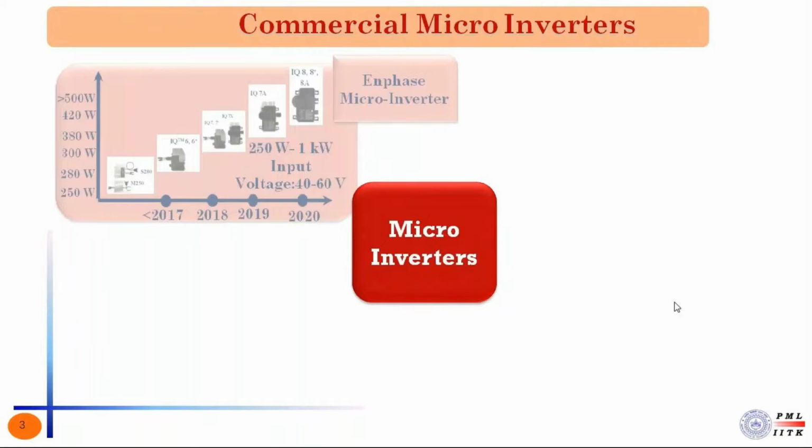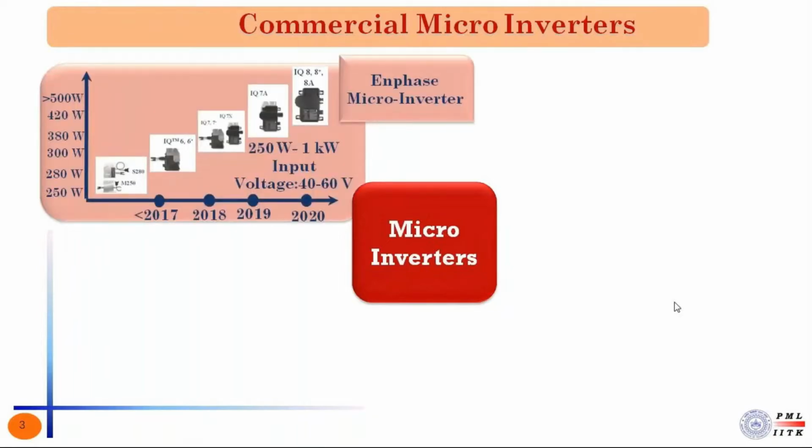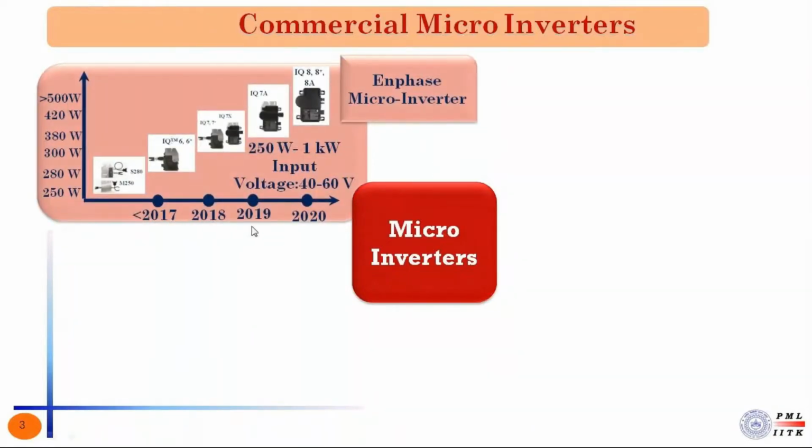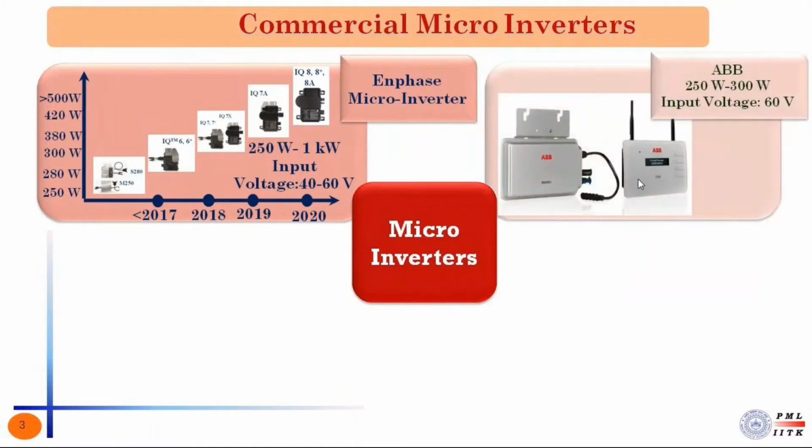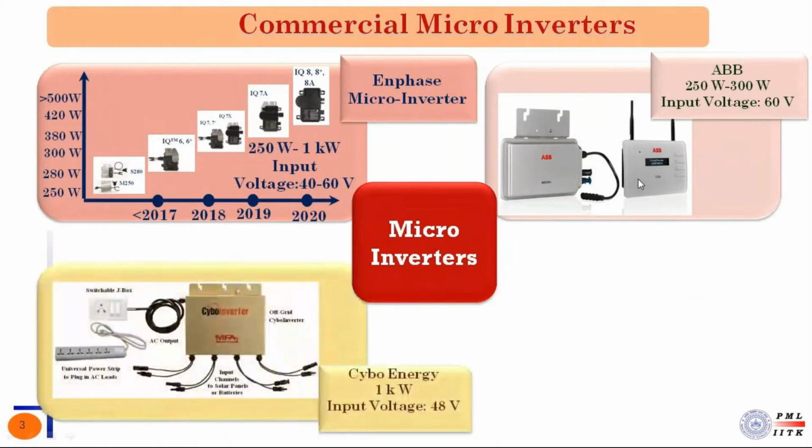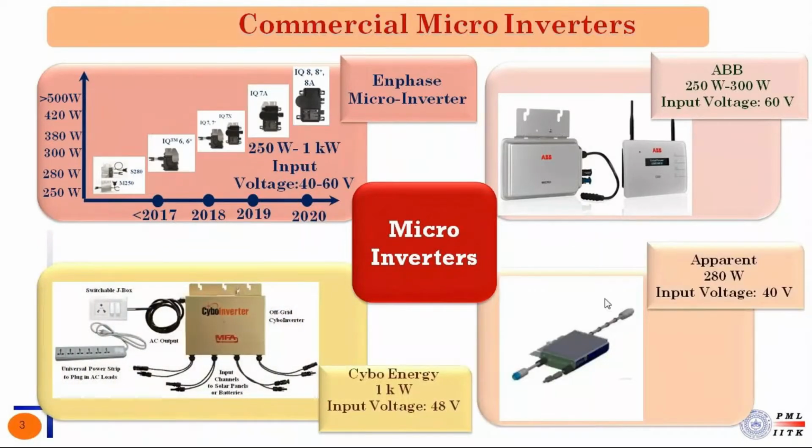First we have Enphase. As we can see in the graph, over the years, the power rating of the manufactured microinverters has been increasing. Now we have ABB, then Sipo Energy, and also we have Apparent, which have been manufacturing microinverters.